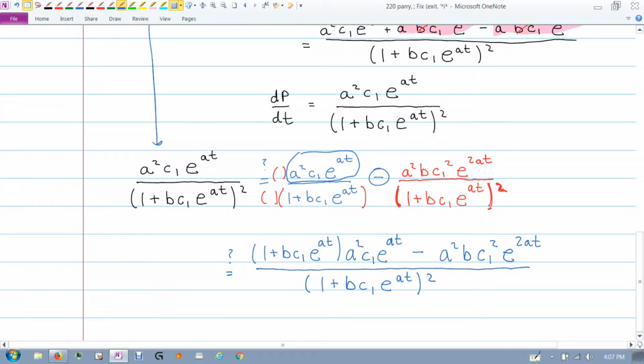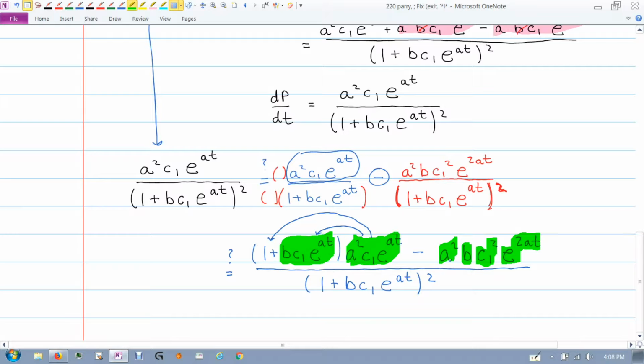Okay, what's going to happen now? When I multiply this times this, and then I have to do this times this, I believe, and I want to try and not have to write all this, I believe that when I put this together with this, I'm going to have an a squared, I'm going to have a b, I'm going to have a c1 squared, and when I put the two e to the at's together, I'm going to get e to the 2at.